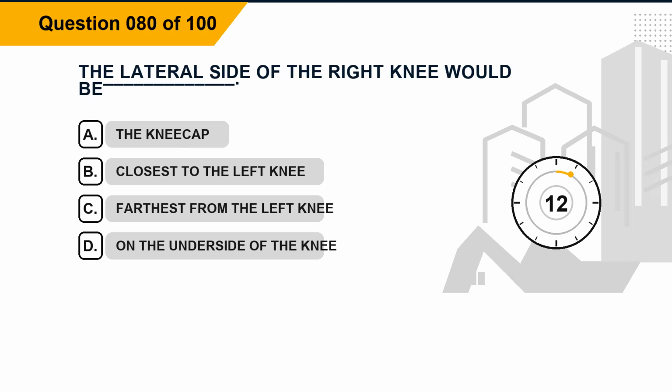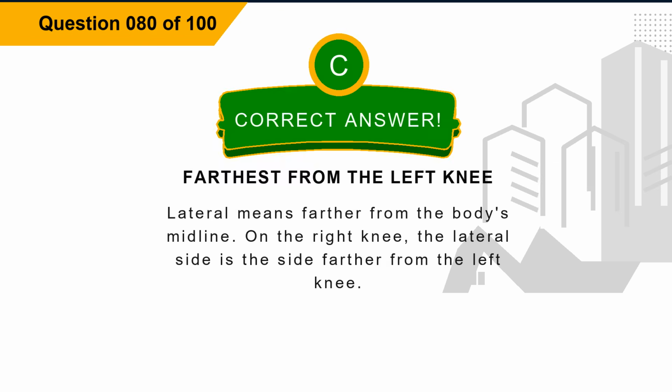Question 80. The lateral side of the right knee would be blank. Option A, the kneecap. Option B, closest to the left knee. Option C, farthest from the left knee. Option D, on the underside of the knee. The correct answer is option C, farthest from the left knee. Explanation. Lateral means farther from the body's midline. On the right knee, the lateral side is the side farther from the left knee.